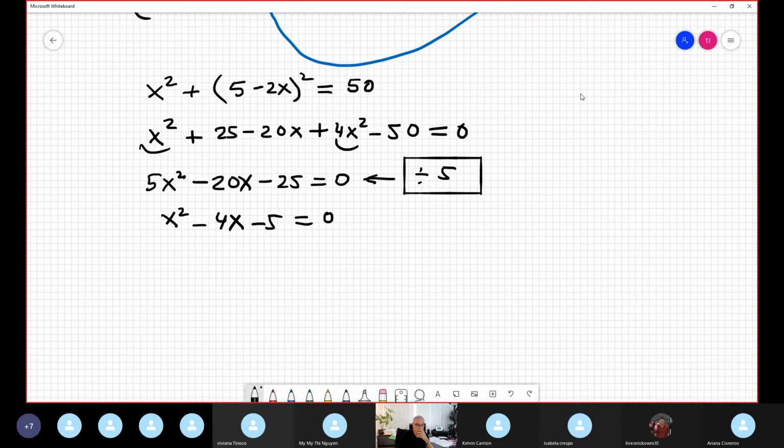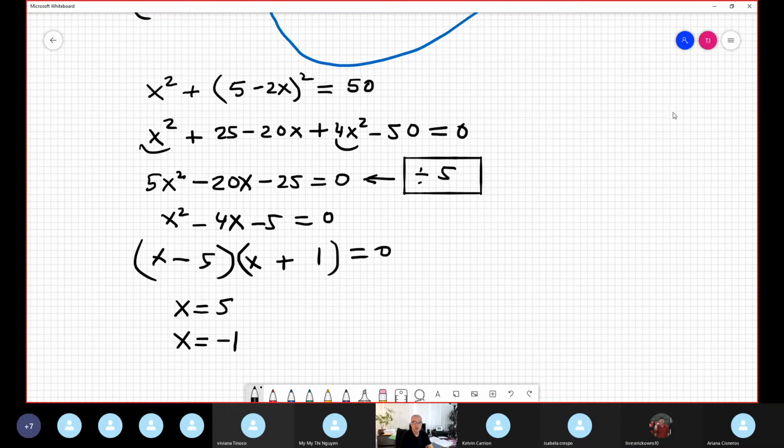Wow, easy equation. A quadratic equation by factorization is pretty easy. The factorization is 5 and 1, no? 5 times 1 is 5, 5 minus 1 is 4. The signs are negative here and positive. Therefore, one solution is 5 and another solution is negative 1.